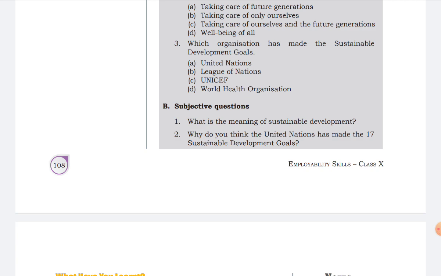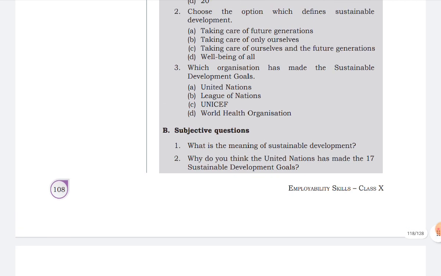Then subjective questions. What is the meaning of sustainable development? Sustainable development is the development in which we take care of ourselves, our needs. Also, we are not compromising on the future generations' needs. Why do you think the United Nations has made the 17 sustainable development goals? In order to improve the quality of the environment, in order to preserve life, and to make the economy green, because the economy which follows sustainable development ideologies and practices is called the green economy.